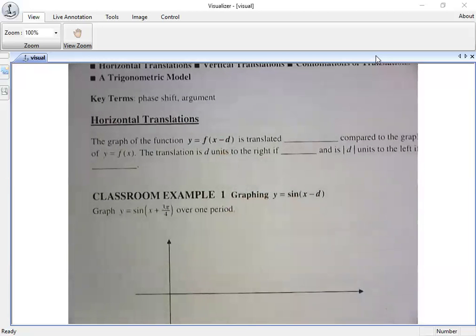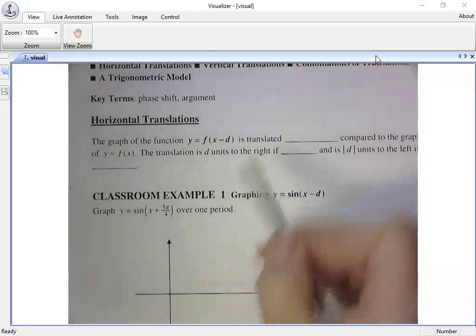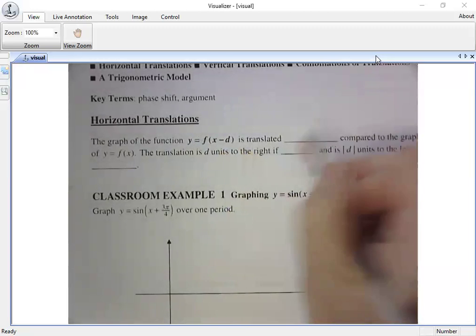It has nothing to do with period. It has nothing to do with amplitude. But if I have x plus something in parentheses, so that means my angle measure is getting shifted, or x minus something in parentheses, that tells me I am moving horizontally.